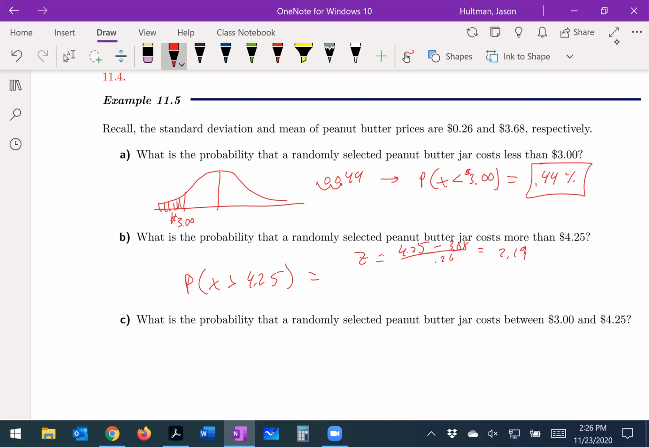Then we found a table value, and we did 0.5 minus the table value of 0.4857, and we came out with a value of 0.0143. Now I'm going to move the decimal over twice, and this becomes 1.43%. That's the probability of getting a jar of peanut butter that is more than $4.25. So very, very low probability.